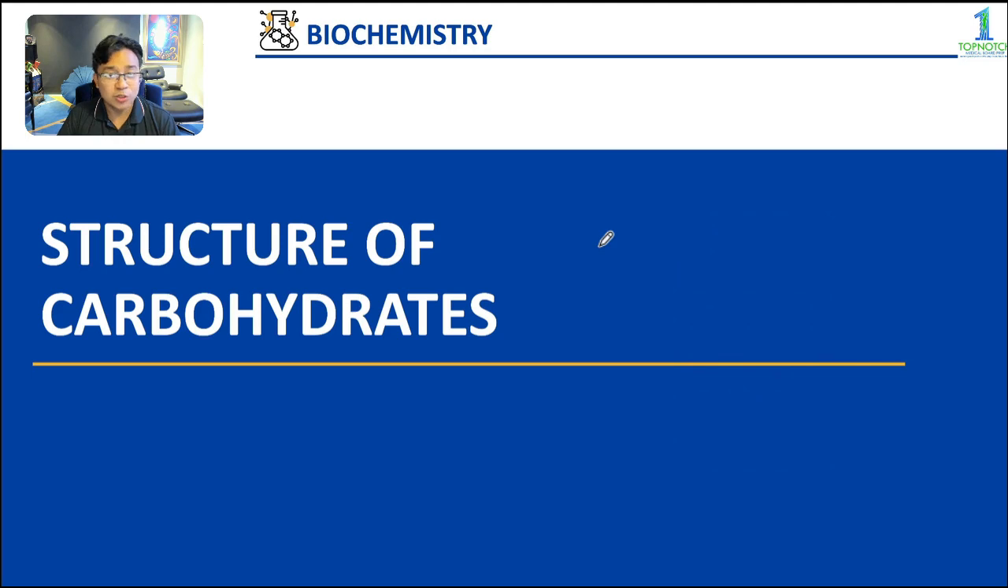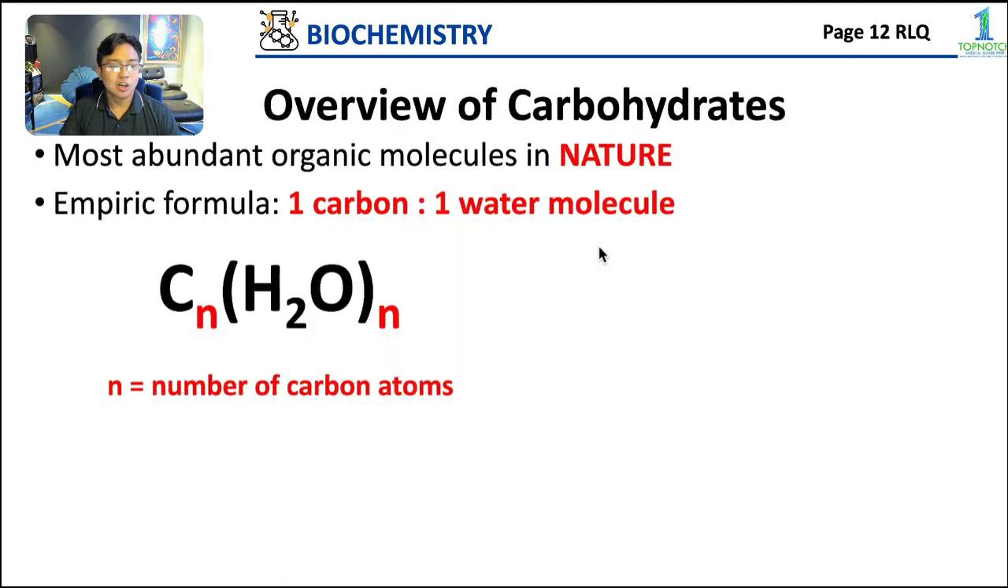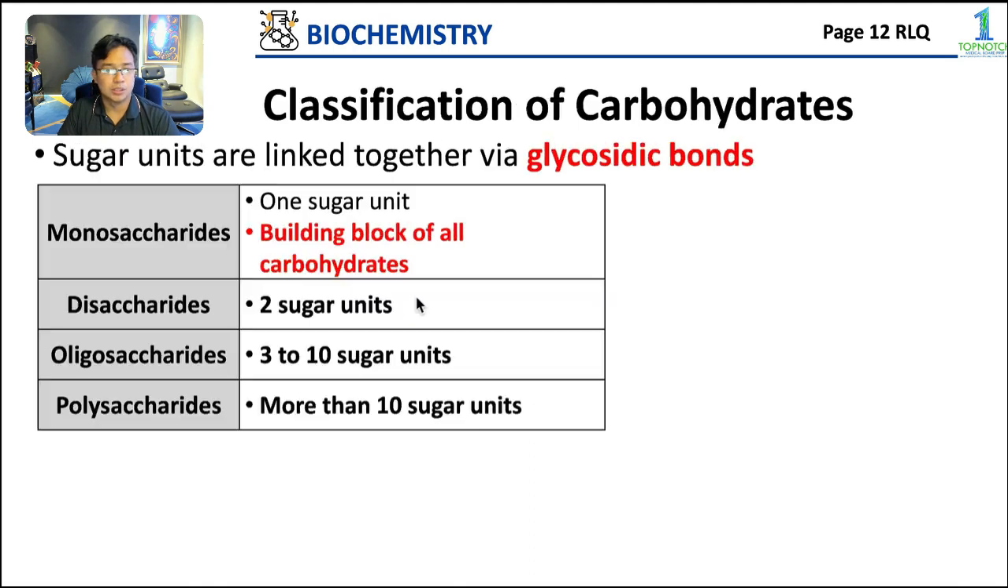Now we head to your carbohydrates. Again, carbohydrates are the most abundant organic molecules in nature. And they represent an empiric formula of 1 carbon to 1 water molecule. Hence the term carbohydrates. So here, guys, the n serves as the number of carbon atoms. So if you have 3 carbons, you have 3 water molecules in a carbohydrate molecule.